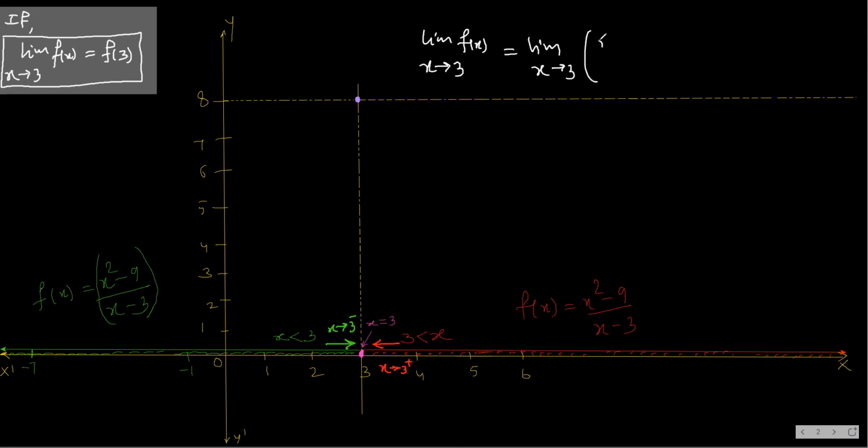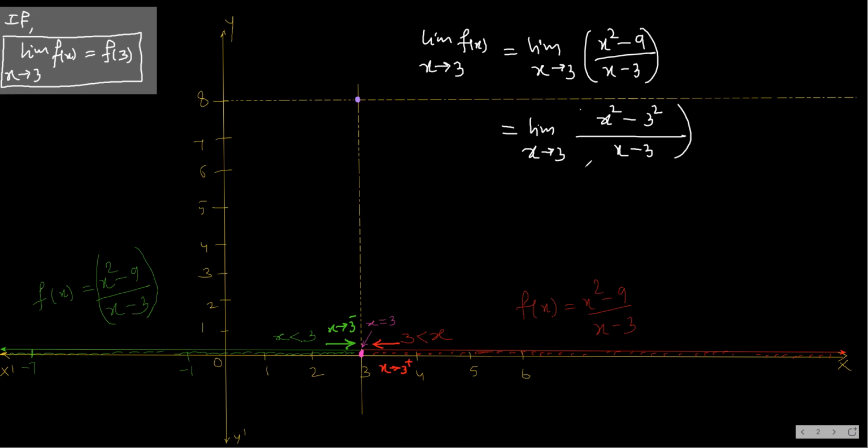What is f of x? x square minus 9 upon x minus 3. So I will get limit x tends to 3, and this I will write as x square minus 3 square upon x minus 3. So what I'll get is limit x tends to 3, and here I have x minus 3 into x plus 3 upon x minus 3, which cancels.